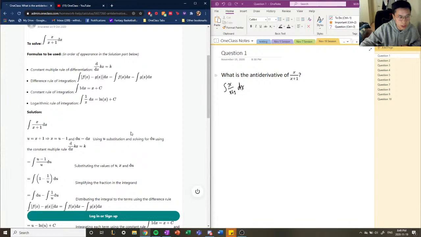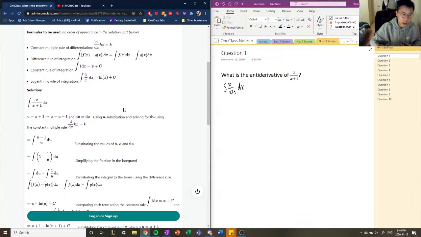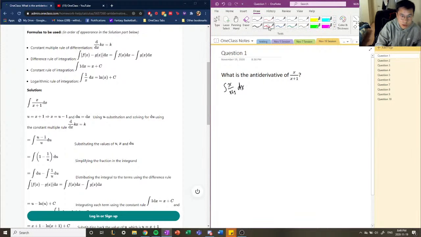So the technique that we'll also be using is a substitution technique. And by doing so, we simplify the integral in a way that we can solve it easily, okay? All right, so let's begin. So we have the integral of x divided by x plus 1. Okay, so we're going to use a substitution. We're going to call variable u equal to x plus 1, okay? That means that x equals u minus 1.